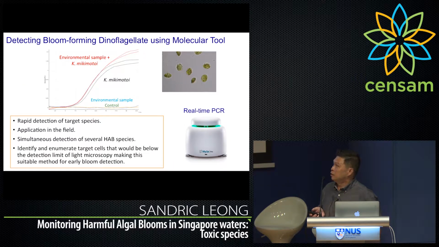For detection of the bloom species, we used real-time PCR, and we tested this system in the field by spiking with some of the cultures and did the measurement in the field. This method actually works quite well. It could identify the bloom-forming species, and it is a very rapid detection method for target species. It could be done in the field, and it could be used simultaneously to detect several harmful or bloom-forming species.